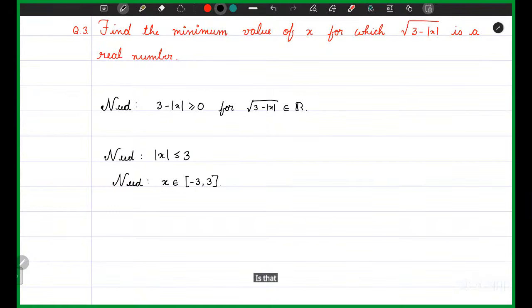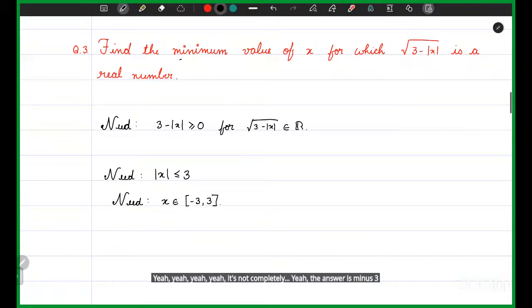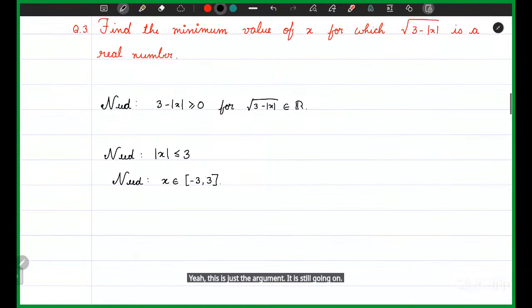Is that fine? Yes, sir. But sir, what happens if the question explicitly states the minimum value for x? The answer would be minus 3. So the minimum value of x. Oh, I thought you were writing the answer. Forgive me. Yeah, this is just the argument. It is still going on. Okay, fine. Let's write the answer finally.